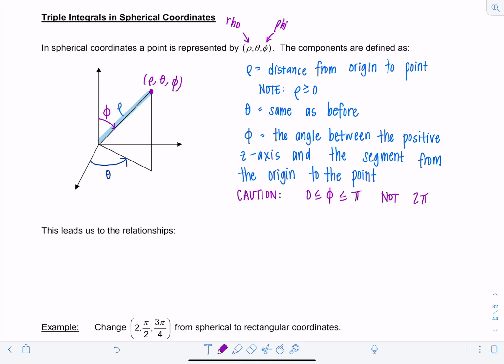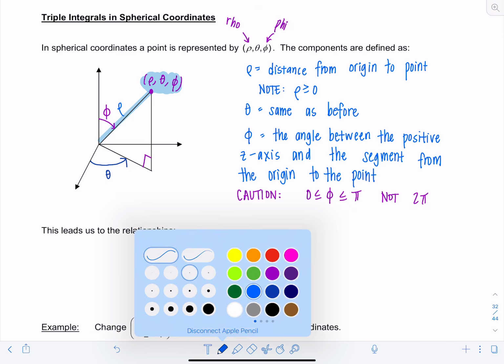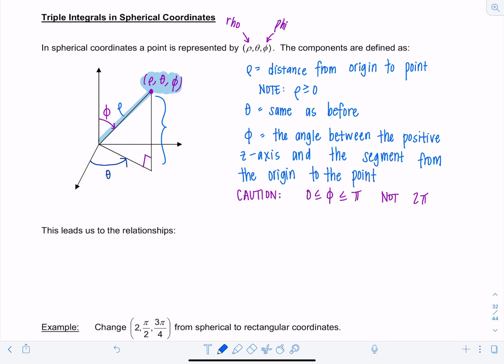Well, we have 3 now. Look at us, so fancy. So here I have this point represented using spherical coordinates. But notice I can make a right triangle here. And this side is z, working in cylindrical or rectangular. Also, by alternate interior angles, this angle inside the triangle is also phi.